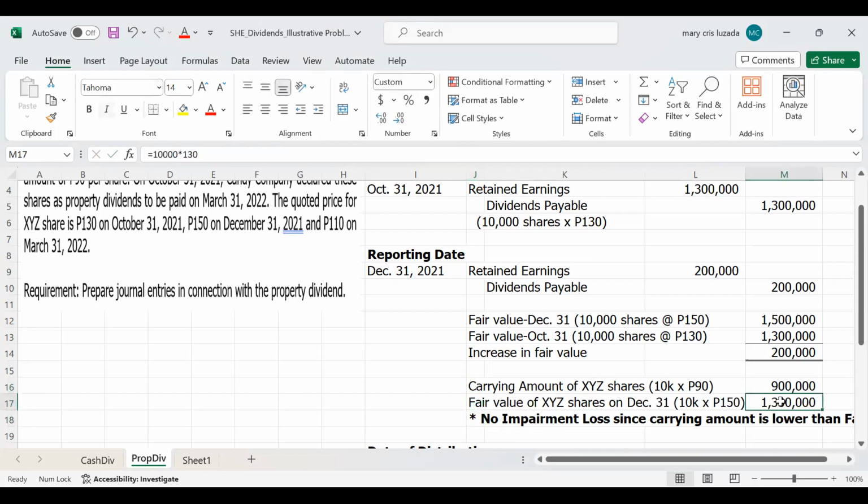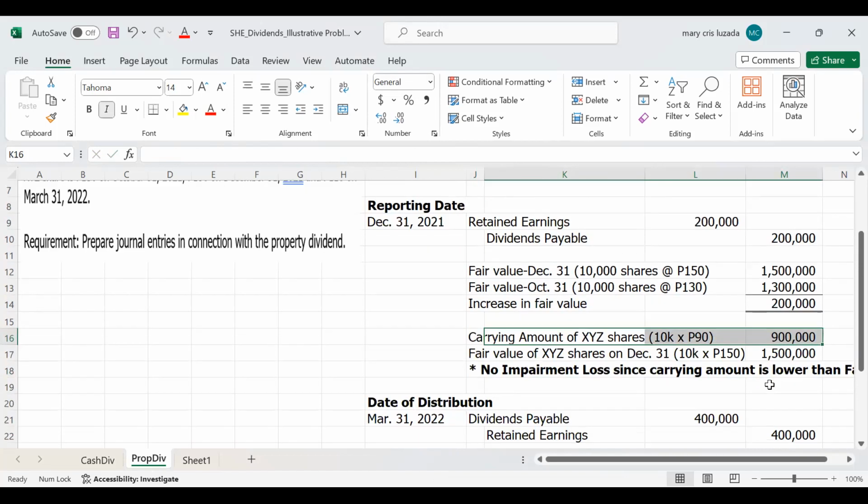So you have 150. If we look at the fair value of the XYZ shares, it is greater than the carrying amount of the XYZ shares. Therefore, we will not recognize an impairment loss because the fair value of the XYZ share is higher. We only recognize impairment if the carrying amount is more than the fair value of your asset, or non-cash asset. In this case, the fair value is higher.